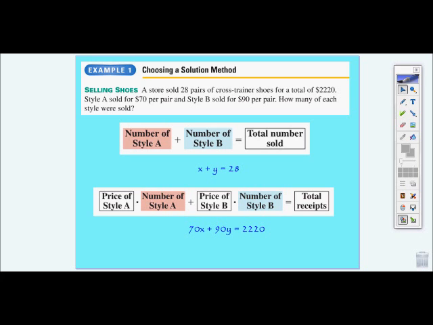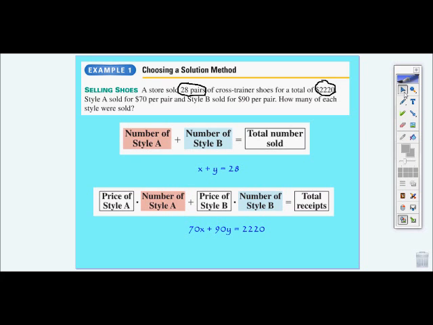First, we're going to look for the totals that we are told in this problem. The information we are given is that there was a total of 28 pairs, and we also know that there was a total of $2,220. I'm going to set up our two simple equations. First, for the total of pairs, we have the number of style A plus the number of style B equals the total number of pairs. This is where I will find my first simple variables: x plus y equals 28.